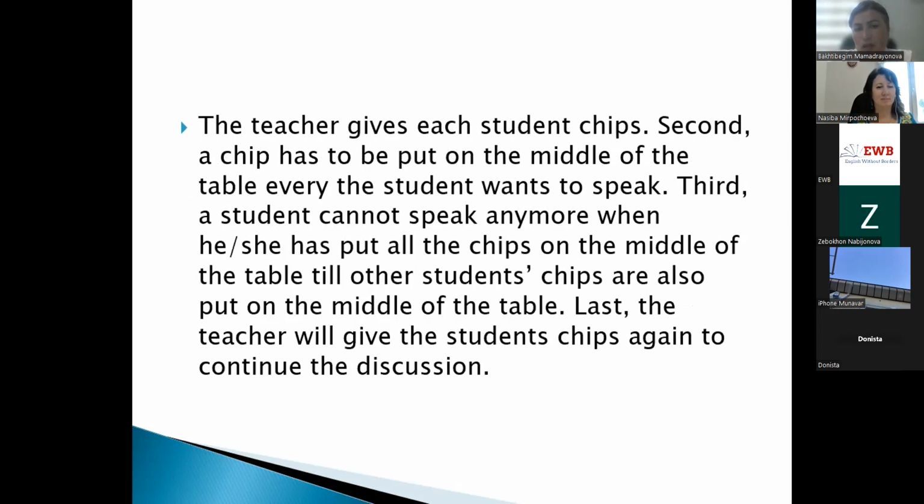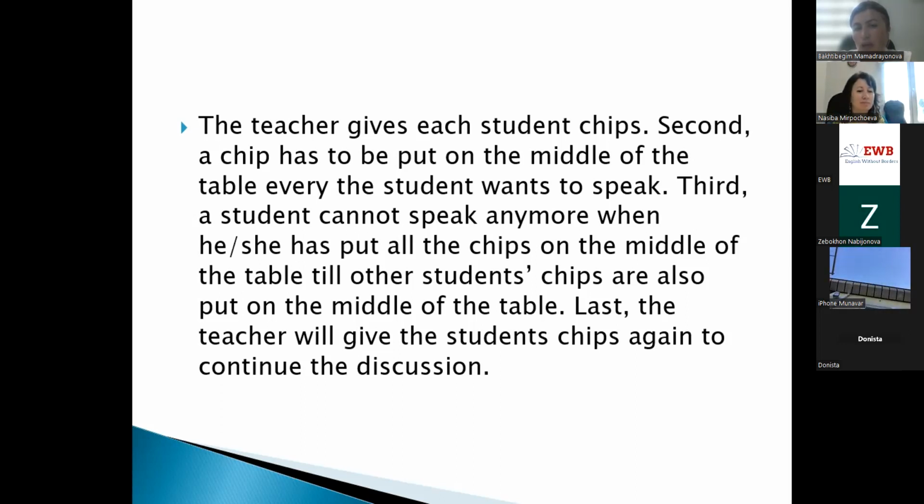So here the process, how does it work? The teacher gives each student chips. Again, it is a kind of sheet or chips or piece of paper. Second, the chip has to be put on the middle of the table when the student wants to speak.